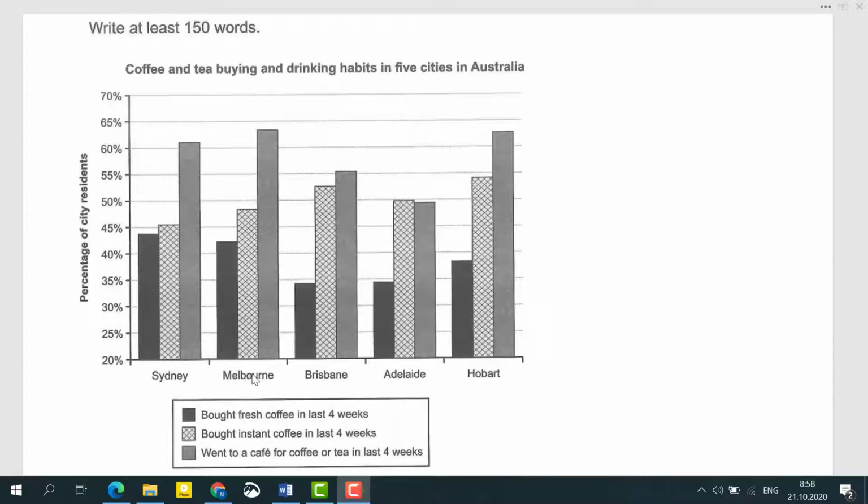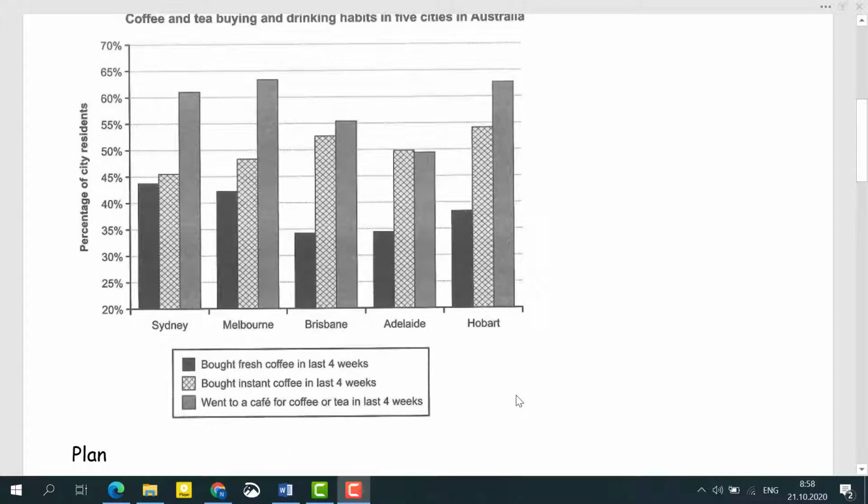Okay, so we have 5 different cities and we have 3 distinct features that we need to focus on. The first one is those who have bought fresh coffee in last 4 weeks. Okay, so this is the first one. Then we have bought instant coffee in last 4 weeks. Okay, so we're talking about the second column. And the last one is visiting a cafe for coffee or tea in last 4 weeks.